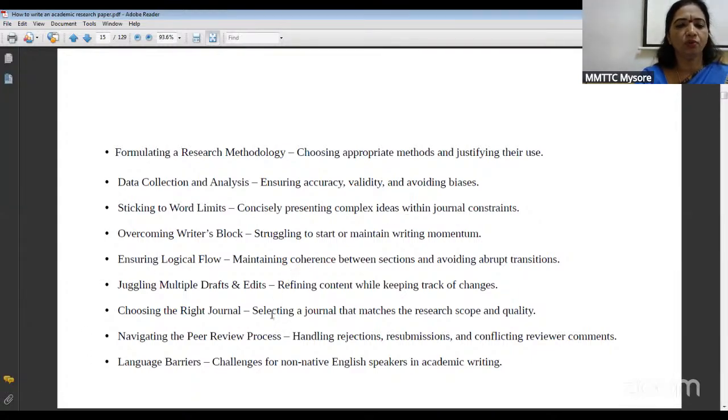Ensuring logical reasoning, logical thinking or logical writing is very, very important, and juggling multiple drafts and edits. If you are confused, sometimes it so happens that you have to overwrite or rewrite everything and start afresh. So you should not juggle or repeat, or make multiple drafts and edits.